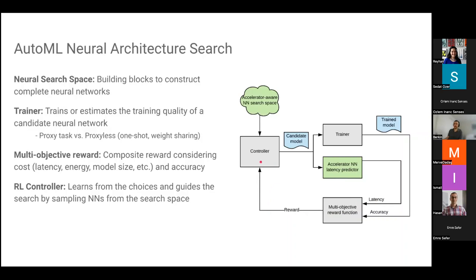Generally, we use reinforcement learning here. But overall, what we're doing is we are picking a choice. We are picking a network, training it, and evaluating it. And then based on the reward, we are learning what choices are better. And then we are picking those candidate models out of this choice pool, right? So this is the overview, right?